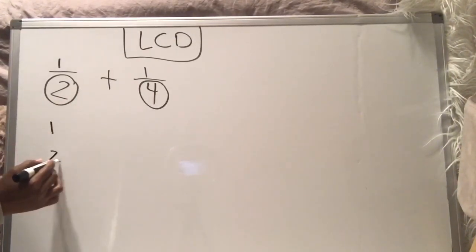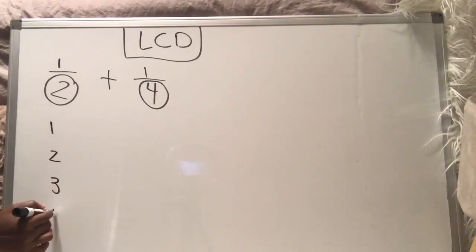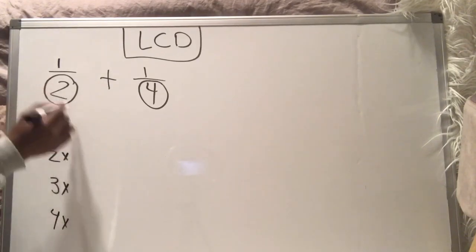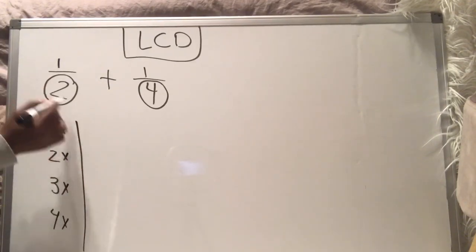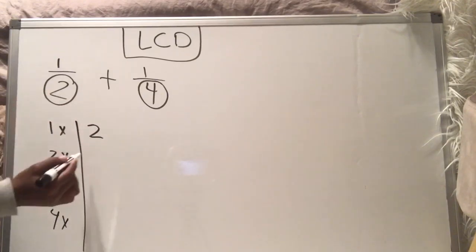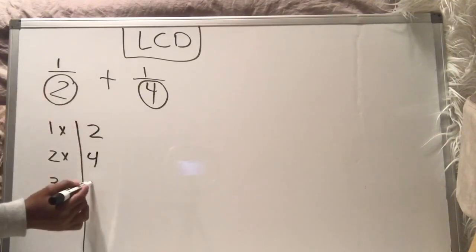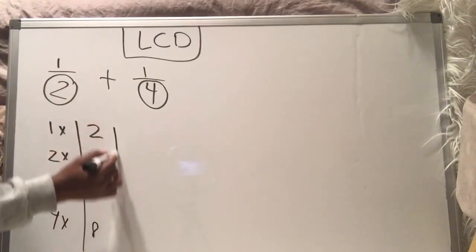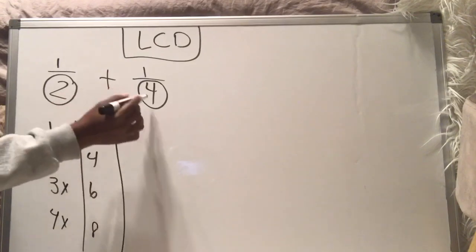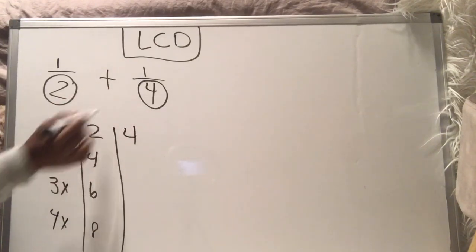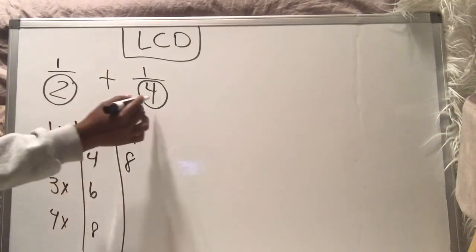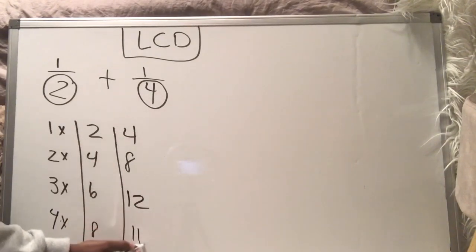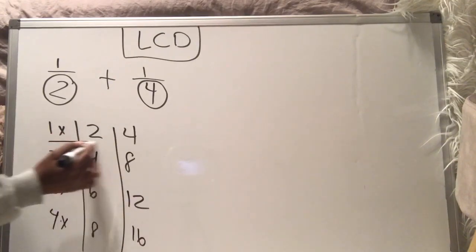1, 2, 3, and 4. 1 times, 2 times, 3 times, 4 times. If we do this one, 1 times 2 is 2, and 2 times 2 is 4, and 3 times 2 is 6, and 4 times 2 is 8. We'll do the same thing for this one. 1 times 4 is 4, 2 times 4 is 8, 3 times 4 is 12, and 4 times 4 is 16. So these are the multiples right here.